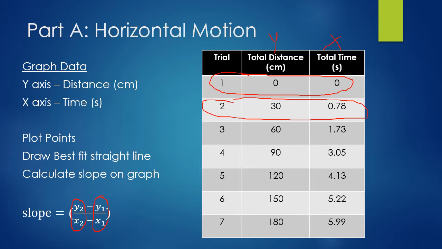Looking at this, we have the total distance along the y-axis and the total time along the x-axis. When we calculate slope, what we're calculating is y over x. So let's look at the units on that. Y is distance, so that's going to be centimeters. X is time.